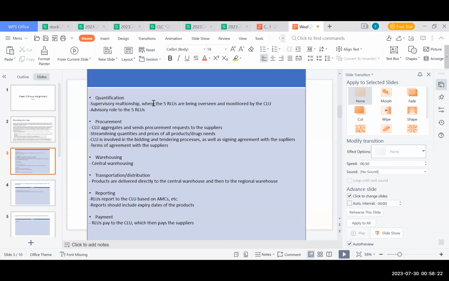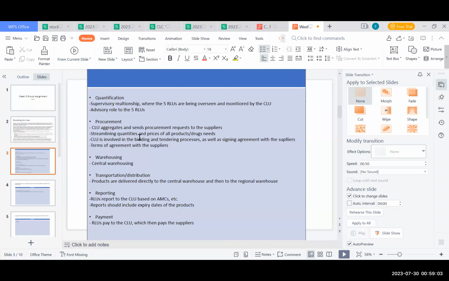our group was able to come up with 2 kinds of relationship. Advisory is the first one, where the 5 regional logistics units are being overseen and monitored by the central logistics unit. And also an advisory role is being offered by the central logistics unit to the regional logistics units, so that all of the processes carried out in terms of quantification can be according to set standards.